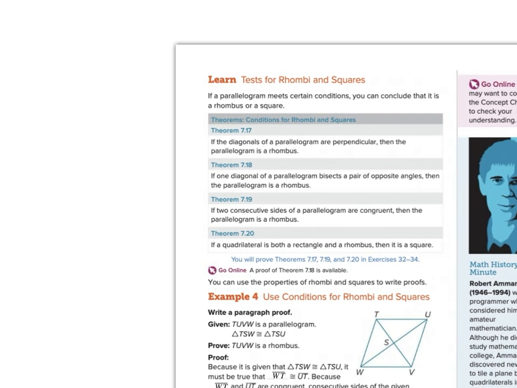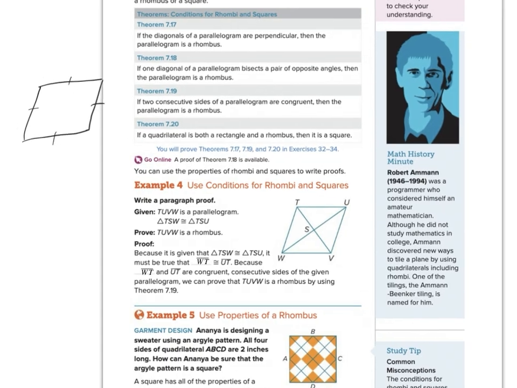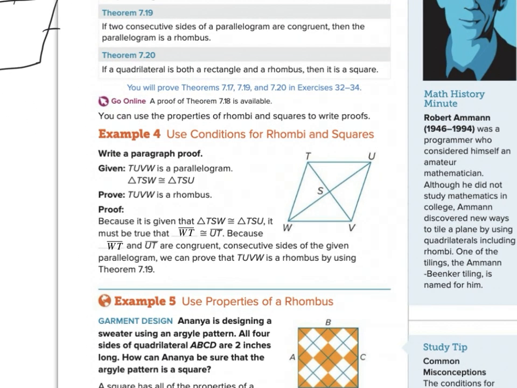So let's see, if I have a parallelogram, I know that these opposite sides are congruent. And they're just saying that if we have a parallelogram and these two sides are congruent, then we know that the opposite sides are congruent to those. So that's how we end up with a rhombus, because then all four sides are the same. So here, with those conditions, we want to prove that this is a rhombus.